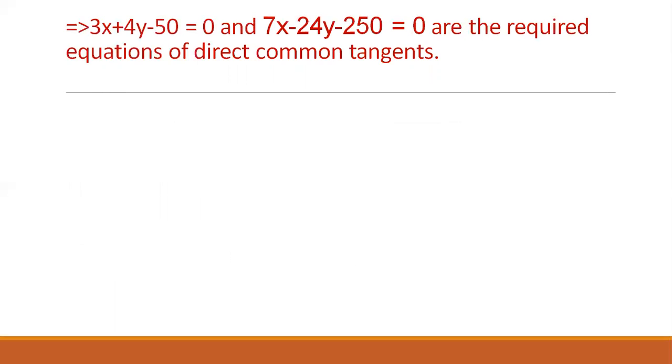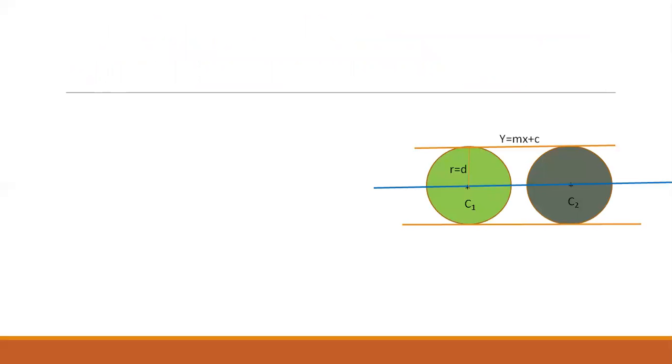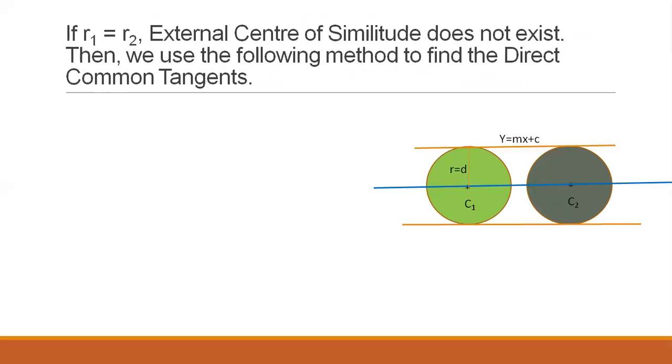Therefore, 3x plus 4y minus 50 equal to 0 and 7x minus 24y minus 250 equal to 0 are the required equations of the direct common tangents for the given circles S equal to 0 and S' equal to 0. Dear children, I have explained that the procedure that we have discussed so far works when R1 is not equal to R2. Only in the case where the two direct common tangents intersect does Q exist.